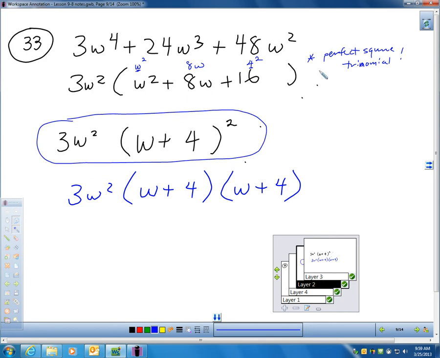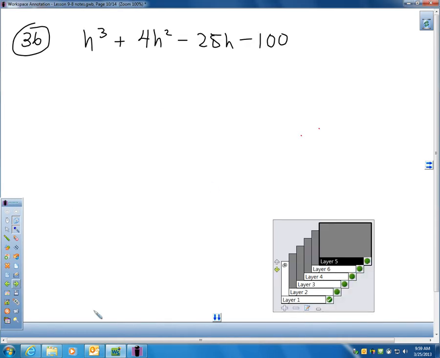Now, if you didn't notice the shortcut, you would have had to ask yourself, what times what is 16 and adds up to 8? You eventually would have gotten to 4 times 4 is 16 and 4 plus 4 is 8, and probably got to here, which is the same as that. Again, the shortcut just saves you the headache of having to think about it.